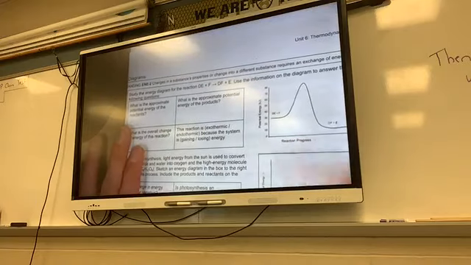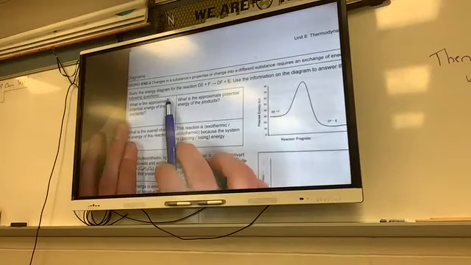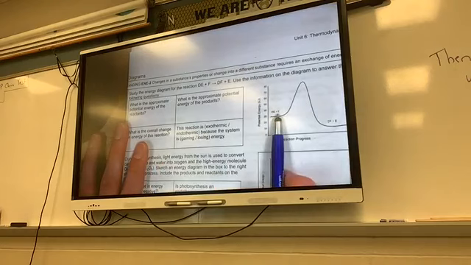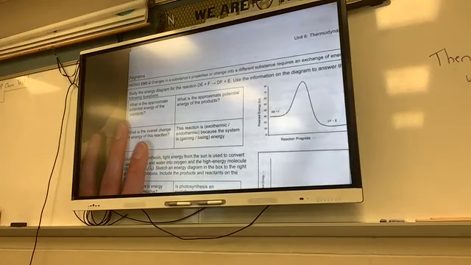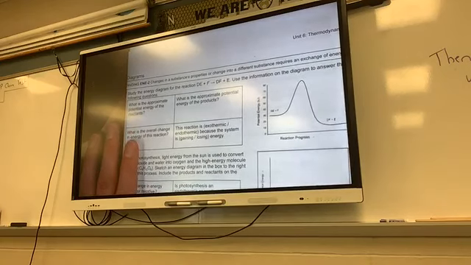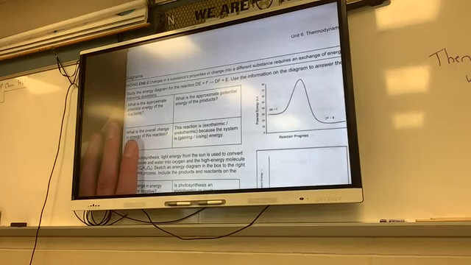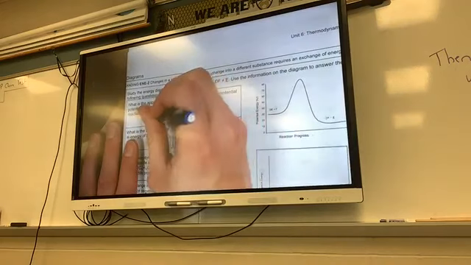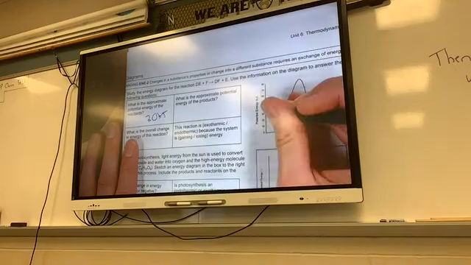All right. Here we go. Study the energy diagram for the reaction DE plus F yields DF plus E. Use the information in the diagram to answer the following questions. What is the approximate potential energy of the reactants? What would you guys say? 30 kilojoules. How do I know? Just look.